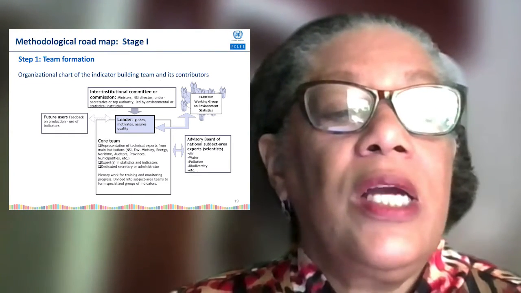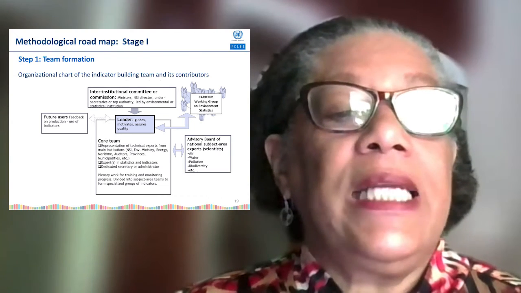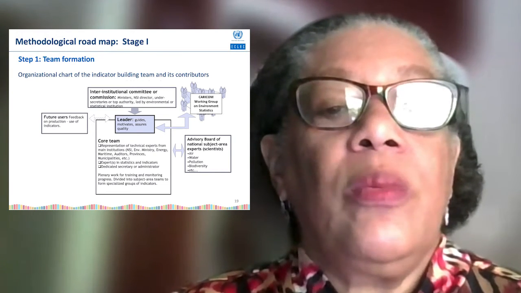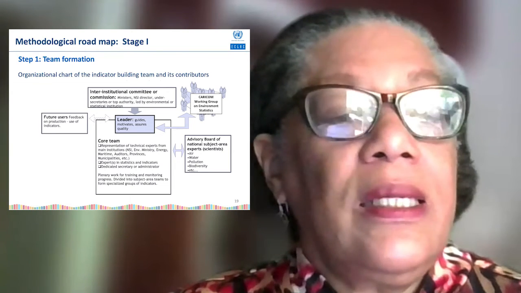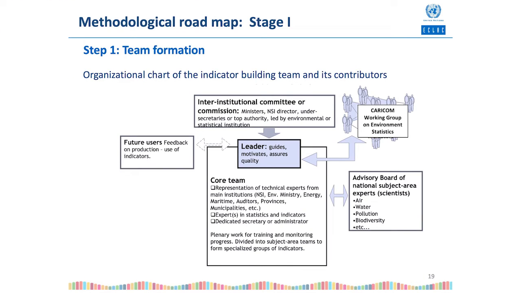And in this plenary work, there would be training and monitoring going on. And it would also be suggested that it is divided into subject area teams so that you would have specialized groups of indicators, which we would look at later on. Under this, we would also look at a network for a regional network, for example, such as the CARICOM Working Group of Environment Statistics, which could also help to guide. We would also probably need an advisory board of national subject area experts on the various headings such as air, water, pollution, biodiversity, climate change, etc.